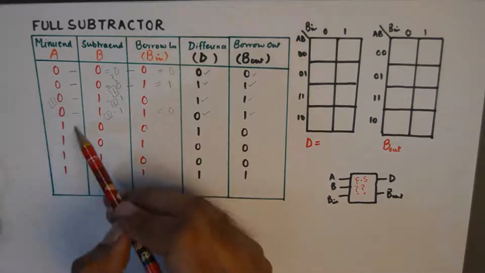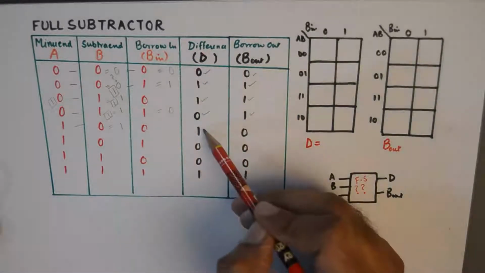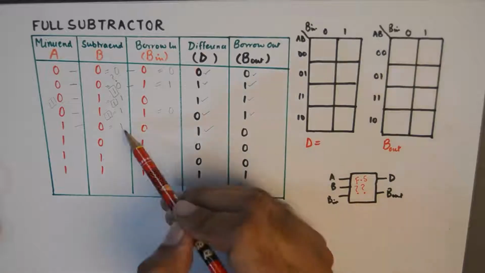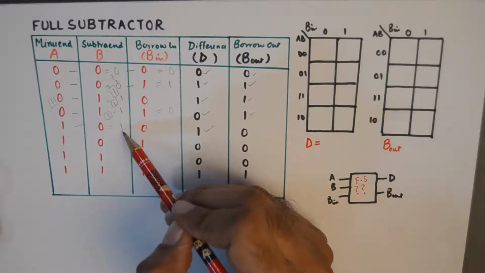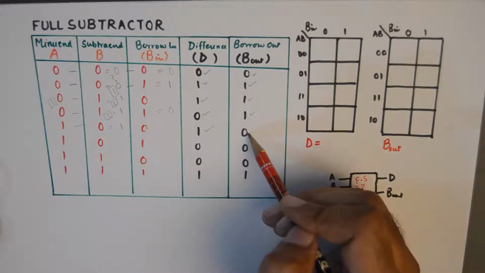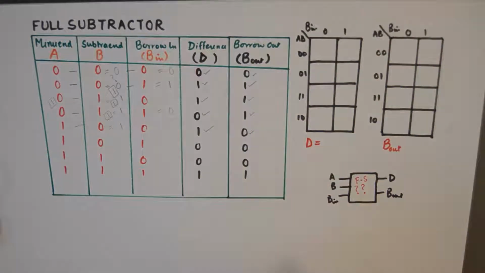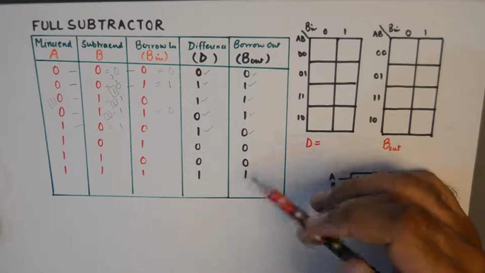And let's see, when we subtract a 0 from 1, we get a difference of 1, and when we subtract a 0 from 1, we do not need to take a carry or a borrow, and we've got a borrow 0 at the output. And similarly, you can fill up the rest of the truth table. I've filled up the complete truth table.